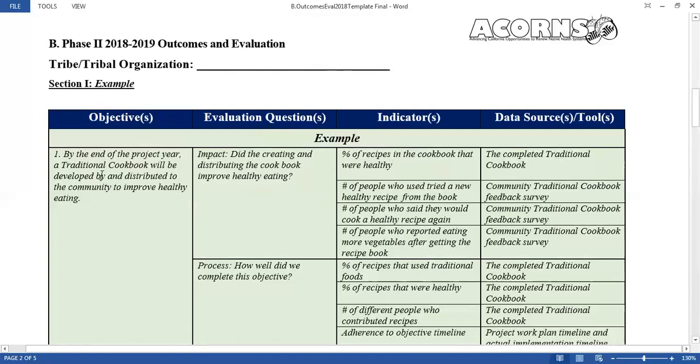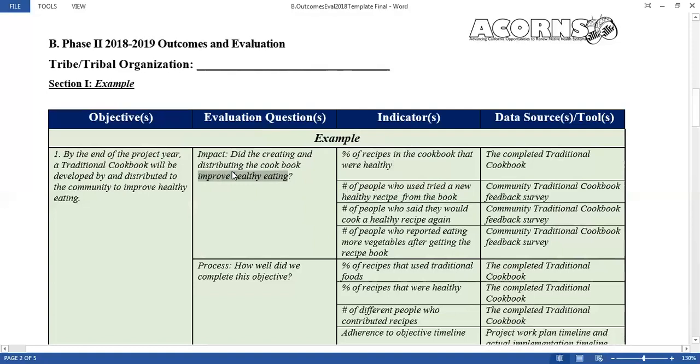So if you distributed the cookbook and the whole goal is to try to improve healthy eating, if nobody tried any of the recipes in the cookbook, then we can't really say it improved healthy eating because we don't know if anybody used the cookbook. So maybe an indicator would be the number of people that used or tried a new healthy recipe from that cookbook. And not just one of the sweet treat ones, but one of the healthy ones.